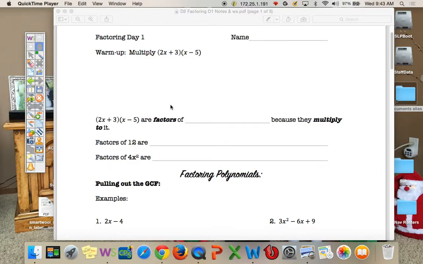Today we're going to look at factoring. We're going to go over 3 different ways you can factor, and then tomorrow we'll review the factoring just so you feel more comfortable with it. Let's do multiplying a binomial problem first.